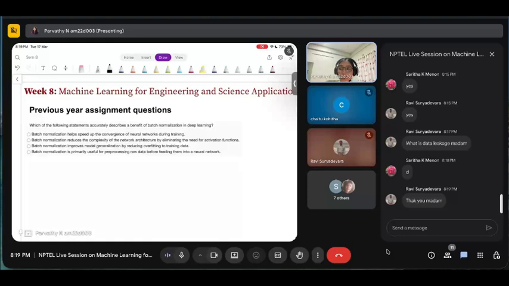So batch normalization helps in better training and leads to faster convergence. So the answer is batch normalization helps speed up the convergence of neural networks during training.